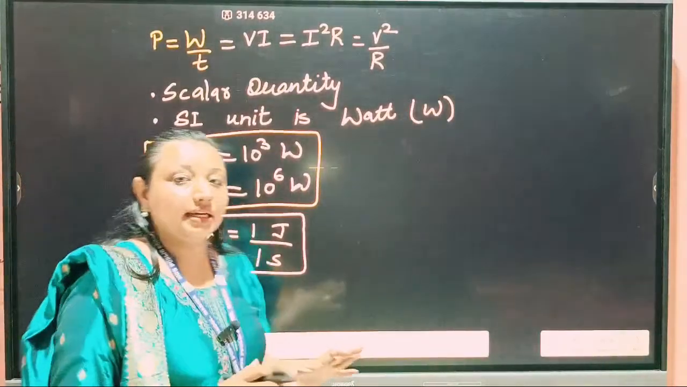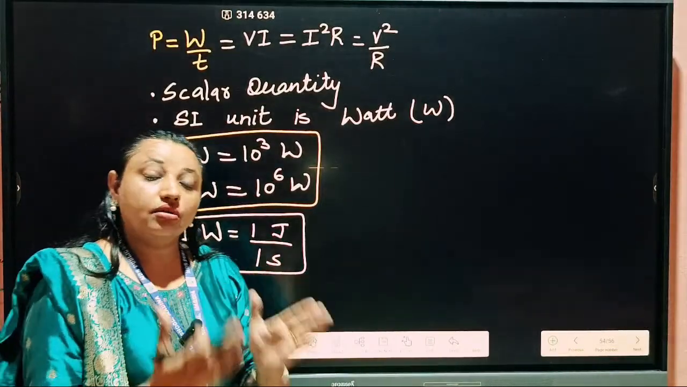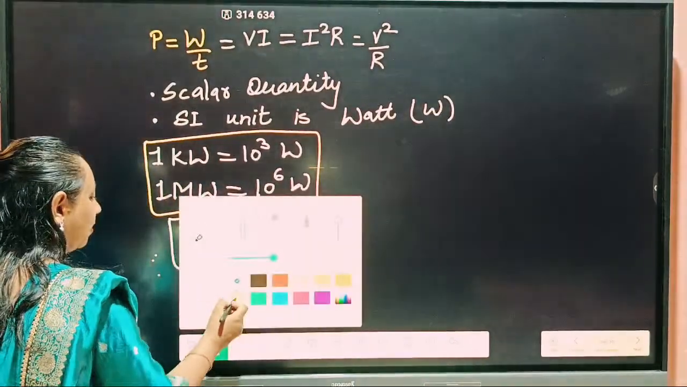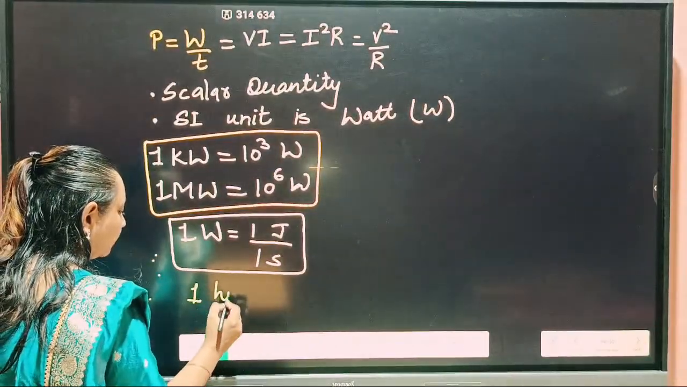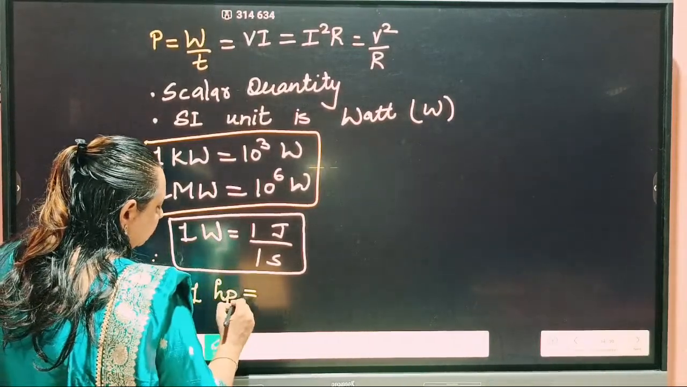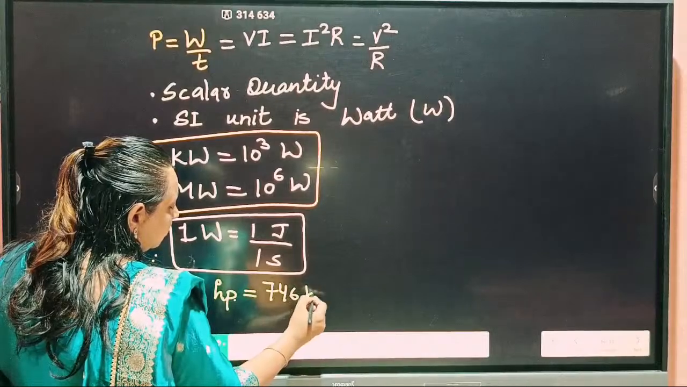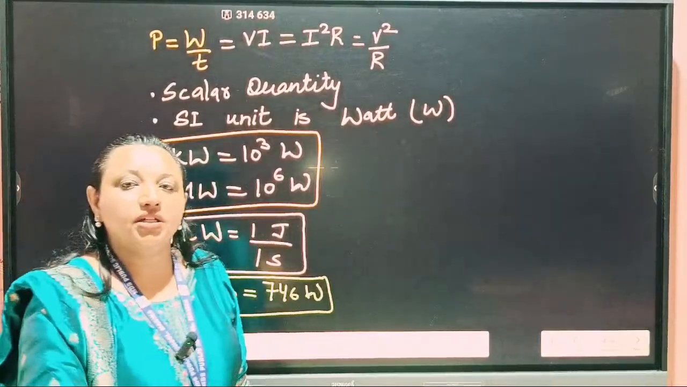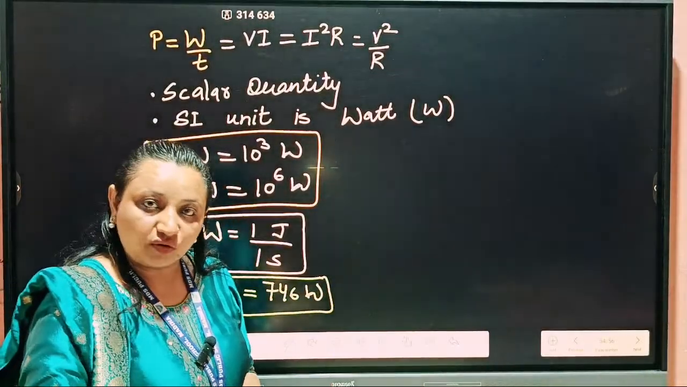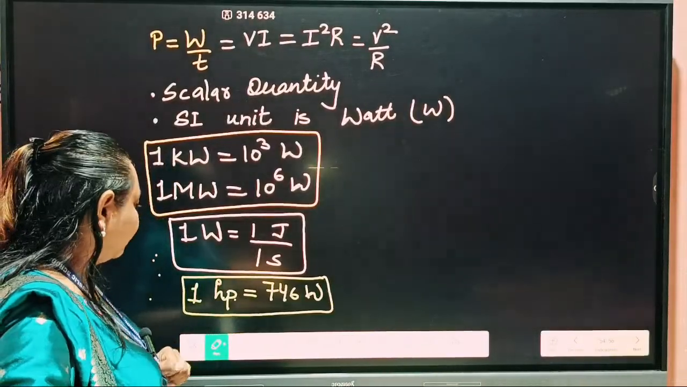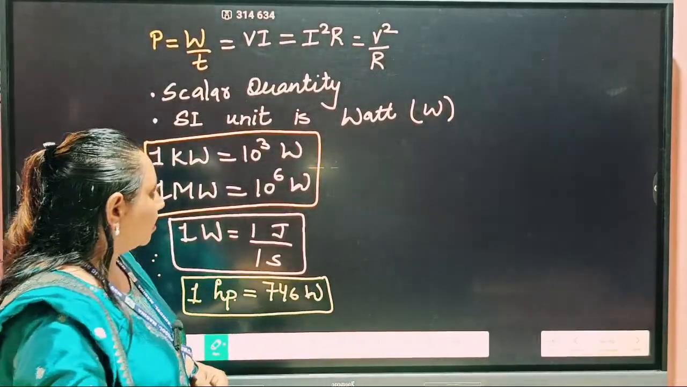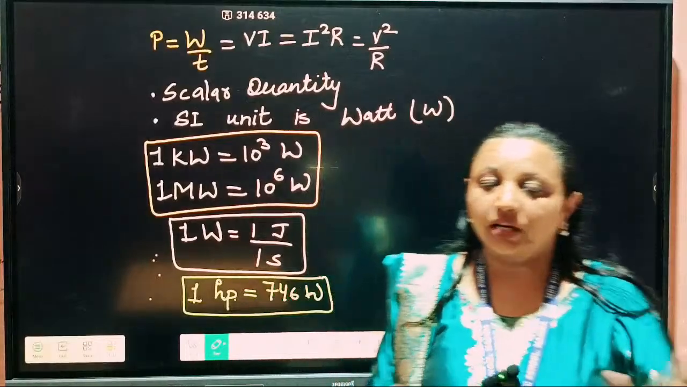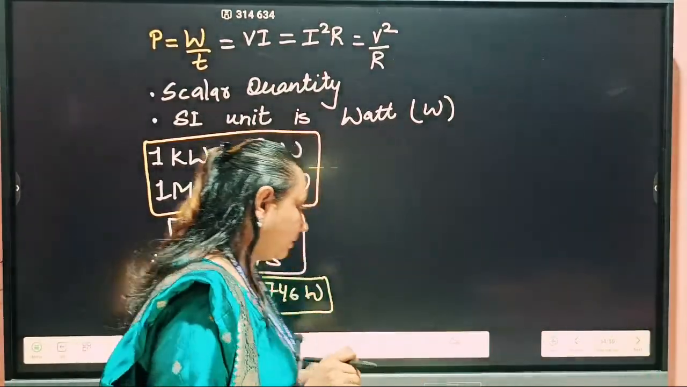Next, there is also another unit, that is horsepower. 1 horsepower is equal to how many watts? 1 horsepower is equal to 746 watt. This is also a very important conversion. 1 horsepower is equal to 746 watts. So these are some basic units in which watt is to be converted.